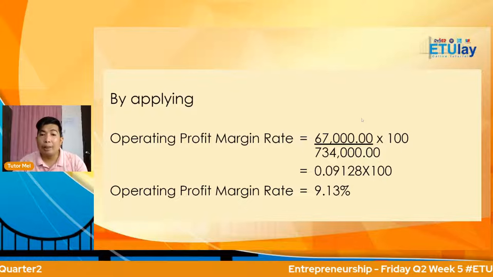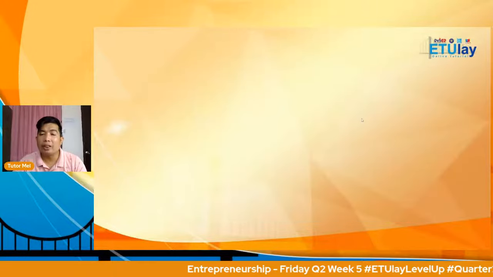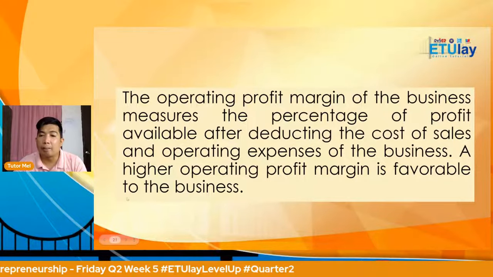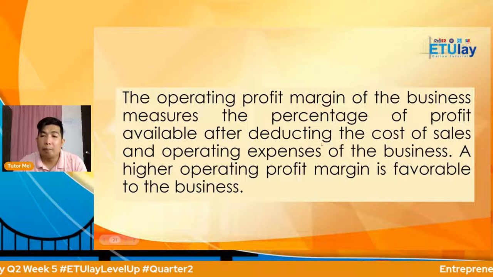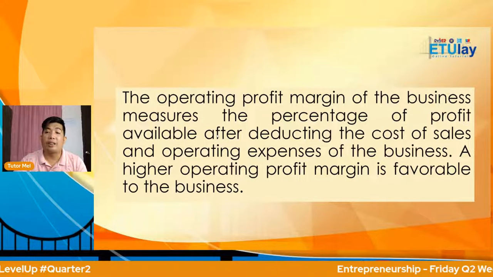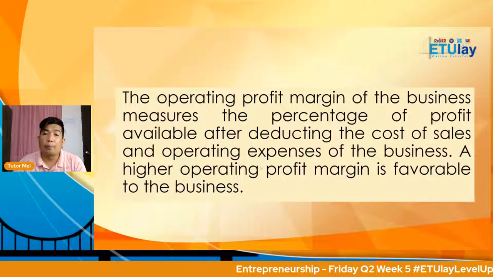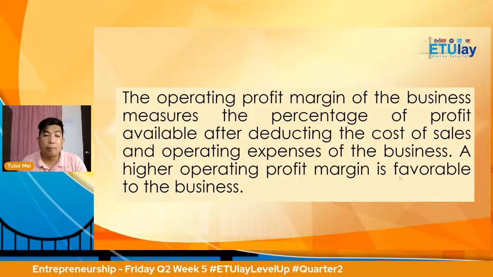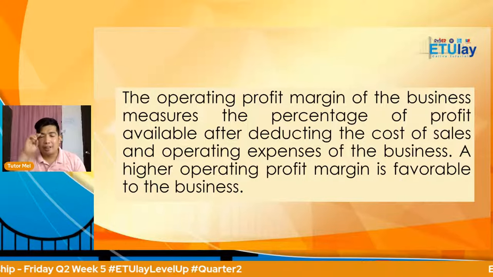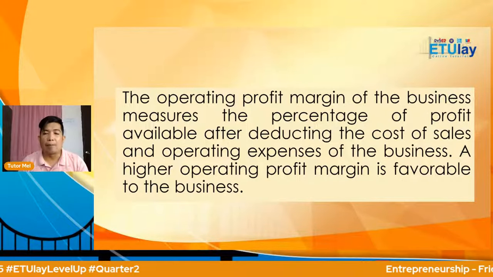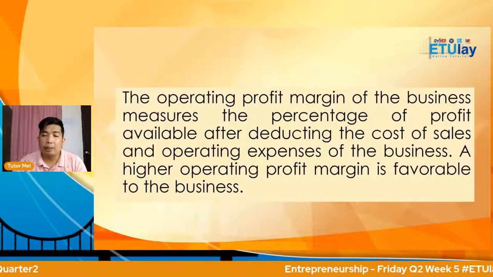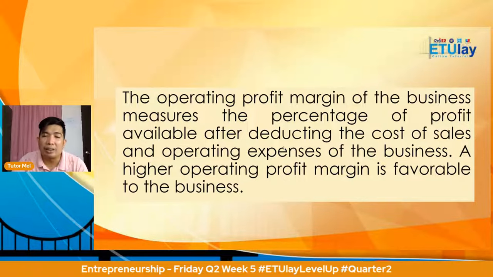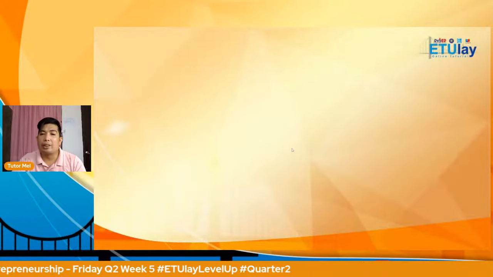Ayan. So di ba? Napakababa na siya. Pero may kita pa rin ang business. What if naman kapag ka meron daw siyang mga binayarang tax? Ayan. The operating profit margin of the business measures the percentage of profit available after deducting the cost of sales and operating expenses of the business. A higher operating profit margin is favorable to the business. Bakit? Kasi nga, ito na yung possible na pwede niyang kitain. Kapag mas mataas yung profit margin, operating profit margin niya, favorable yun. Maganda yun sa business. Kasi dito sa atin, 67,000 na lang siya. But still, may kita pa din siya.